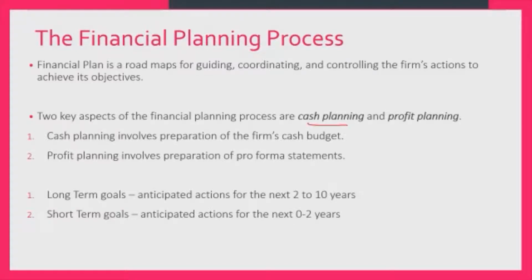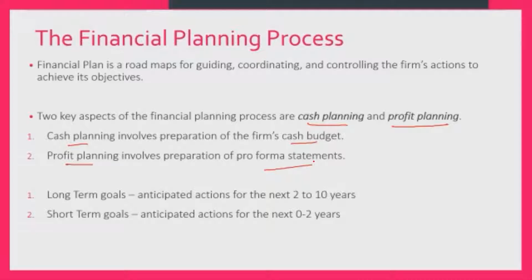So we know cash and profit planning. We also looked at the difference in the cash flow statement and the income statement, that they are different. But when we're planning for it, how do we do it? Cash planning involves preparation of a cash budget. Profit planning involves preparation of pro forma statements. So take note of that. Cash planning involves the cash budget. Profit planning involves pro forma statements.